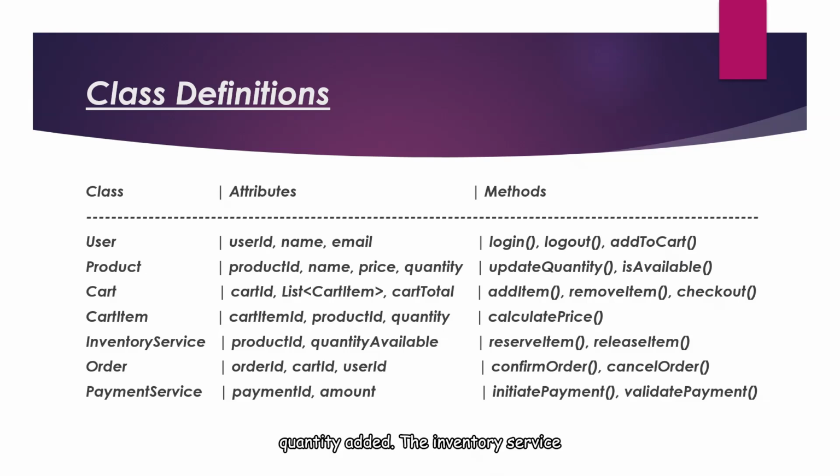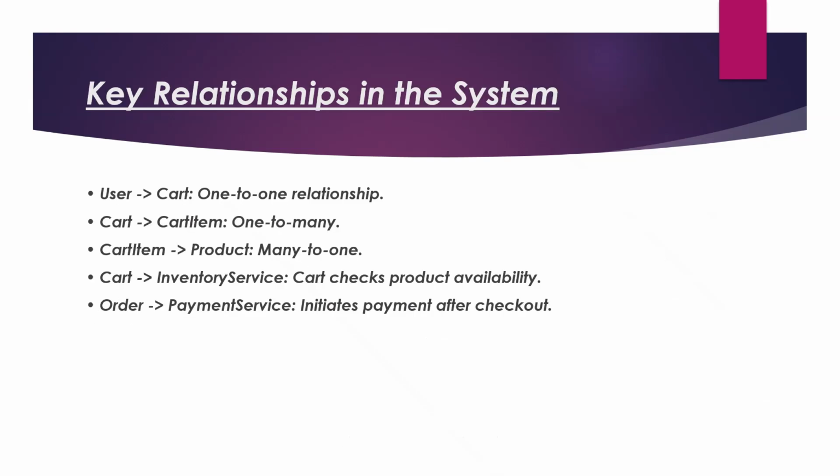The inventory service ensures that the cart can only contain available products by checking the stock. The payment service is responsible for taking care of all payment related operations, from validating payment methods to processing transactions securely. Finally, the order class converts the cart into a completed purchase, creating an order history entry and preparing the system for shipping. The key relationships between these components form the backbone of the system.